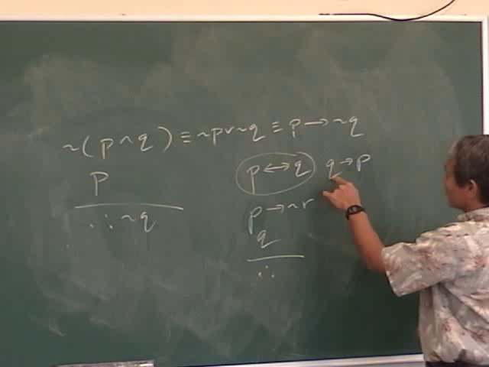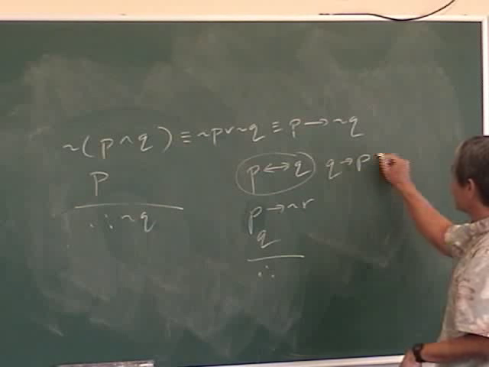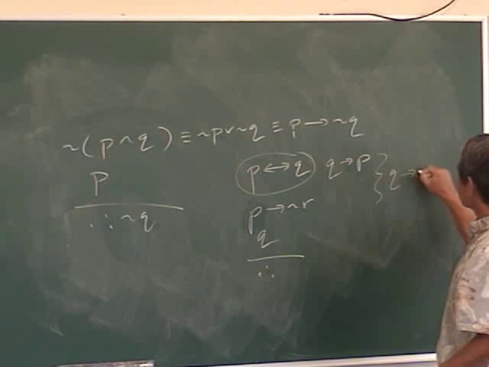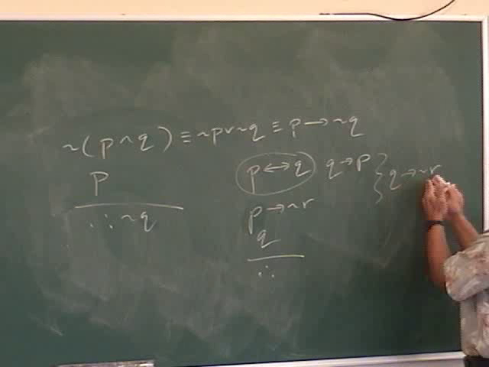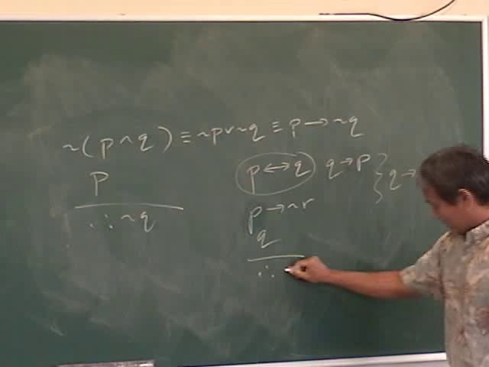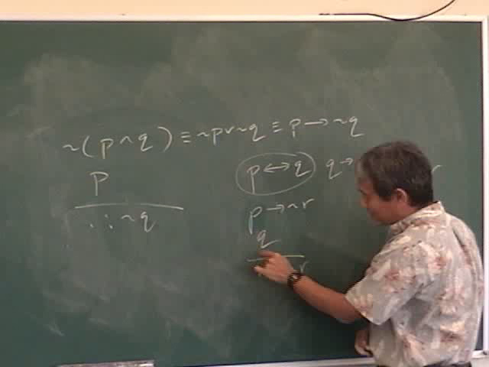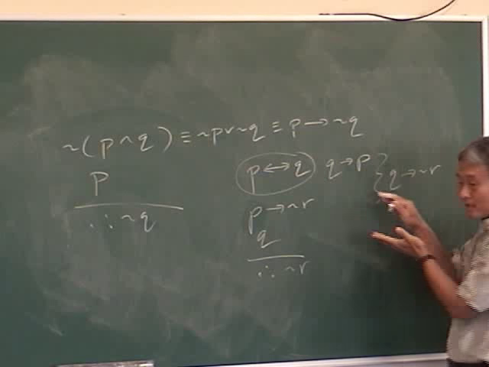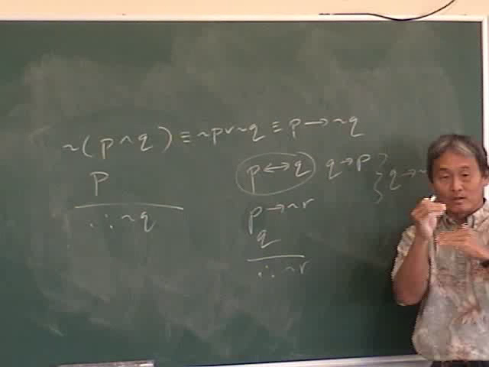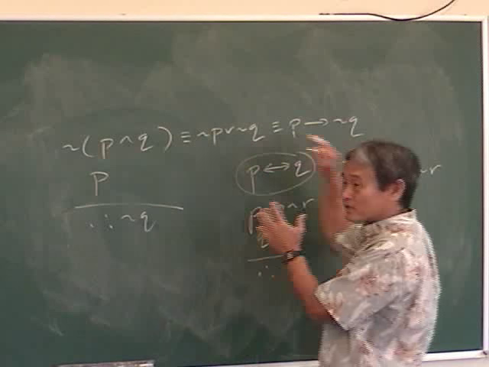Because look, Q implies P, P implies not R. What can I conclude from those two statements? Q implies not R, right? That's Law of Syllogism. So I have Q implies not R, Q, therefore not R, modus ponens. So the key is, when you just have a single statement, okay, fine, but all the other statements, you want to change them to conditional statements so you can link them up with the Law of Syllogism.